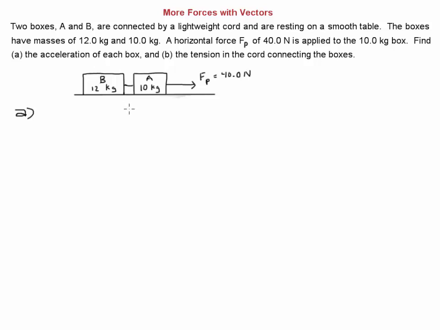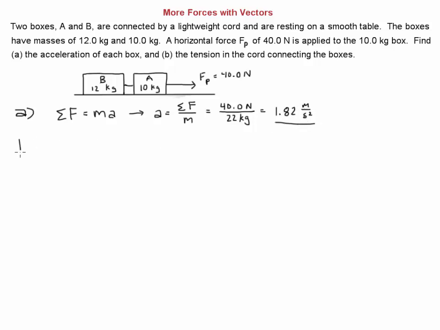And to start off with, it makes sense to group them together because I've got one external force pulling both of them. So if I group them together, I'm just going to keep this as my free body diagram. And I'm going to say that the net force equals mass times acceleration. Therefore, the acceleration is the net force over the mass. And the net force here is 40 newtons. And the mass, since I've decided to call my entire system both boxes, is 10 plus 12, or 22 kilograms. And that's going to give me an acceleration of 1.82 meters per second squared.